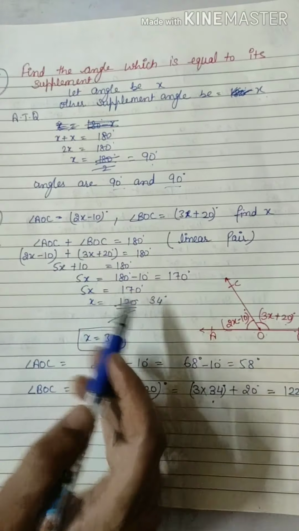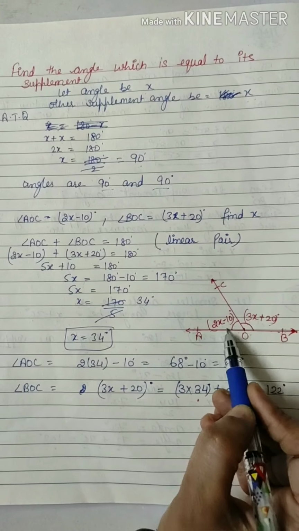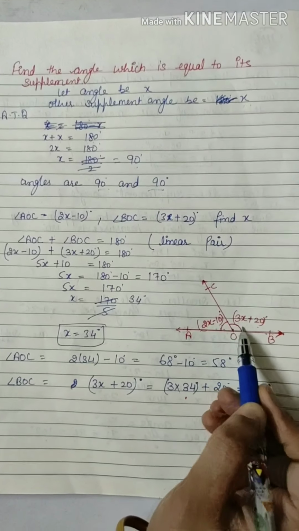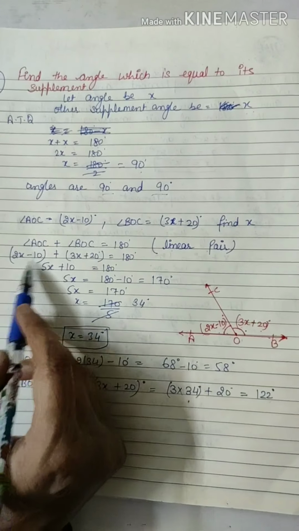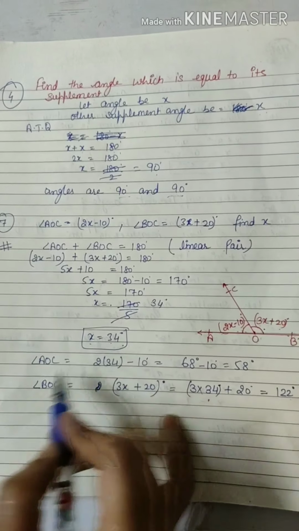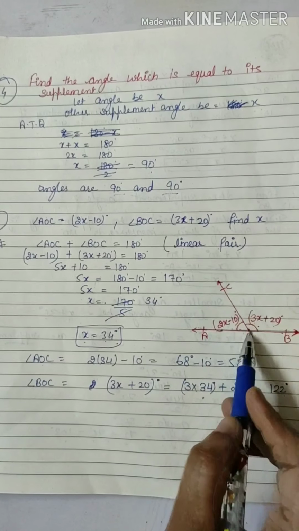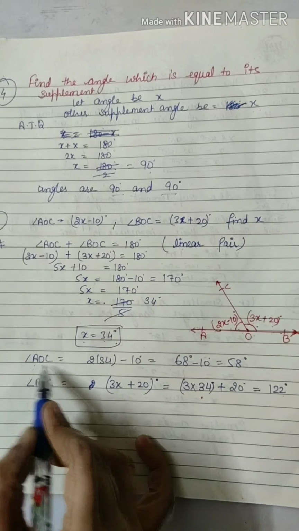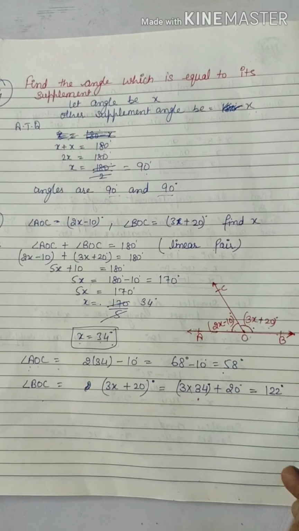So this is a line. On a line, the sum of these two angles will be 180 degree due to linear pair. So we need to solve this equation. We will get x equal to 34. Put the value of x in angle AOC and BOC. We will get the value of AOC equal to 58 degree and BOC equal to 122 degree.